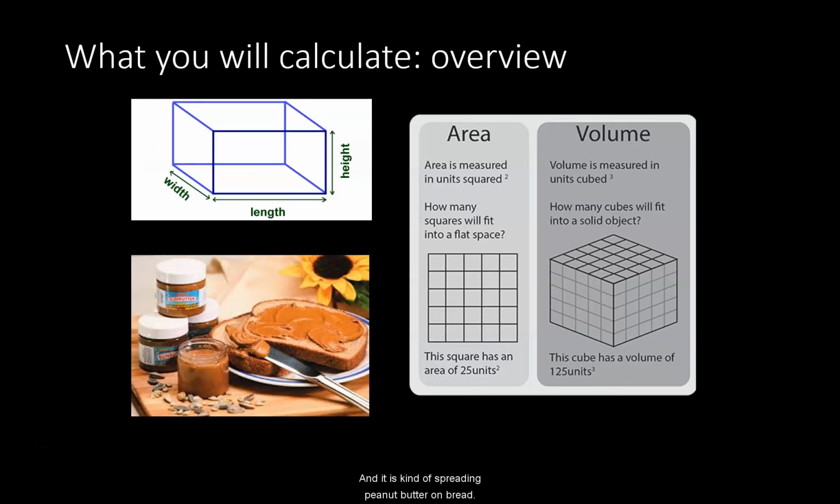It is kind of like spreading peanut butter on bread. The peanut butter has a certain volume in the jar, and the bread has a certain area. So you're going to take the volume of sediment accumulated in the stock pond and spread that over the watershed to find out how much average soil erosion occurred.